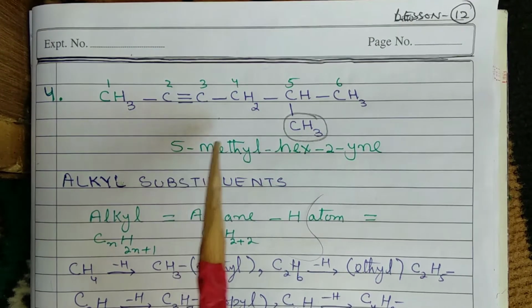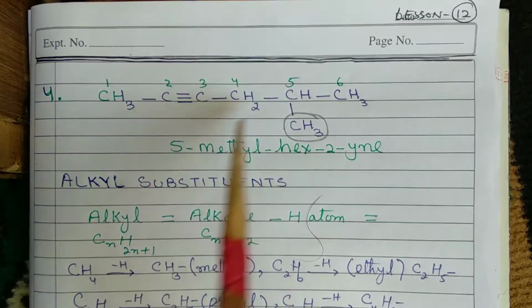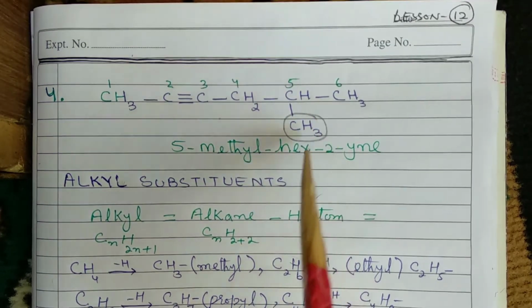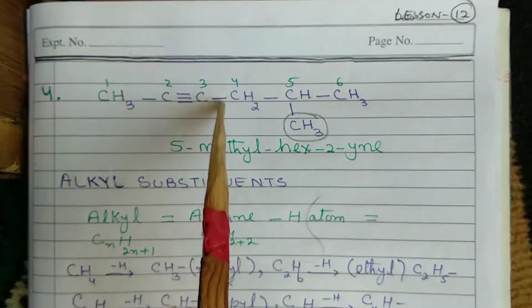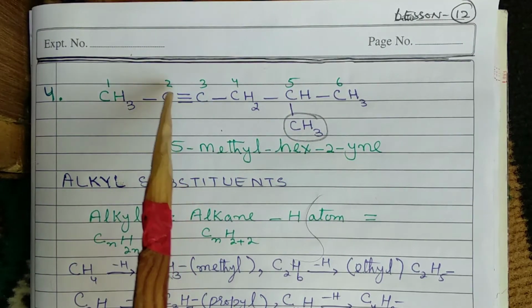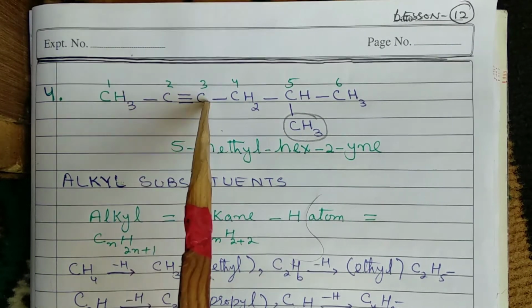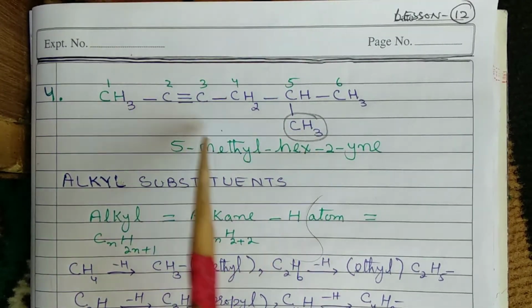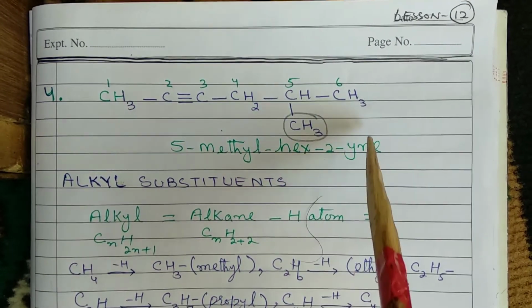So you can write down the name of this compound: 5-methyl. 5-methyl, methyl group on the 5th carbon, and 6 carbon atoms, that means hex. 1, 2, 3, 4, 5, 6, and there is a triple bond between the 2nd and 3rd carbon atoms, so we have to write 2-yne because it's a triple bond. So 5-methylhex-2-yne. This is the name of this compound.